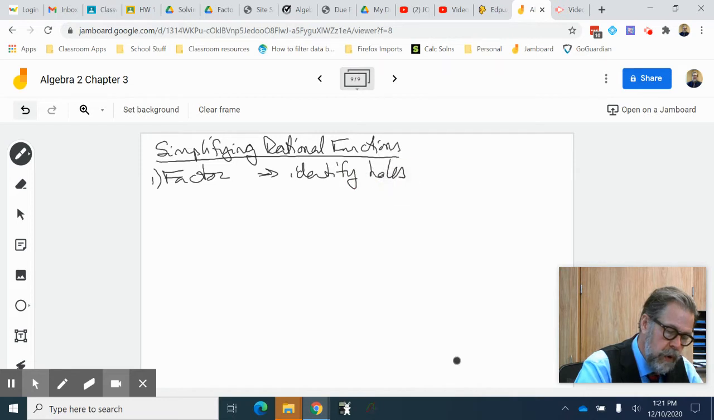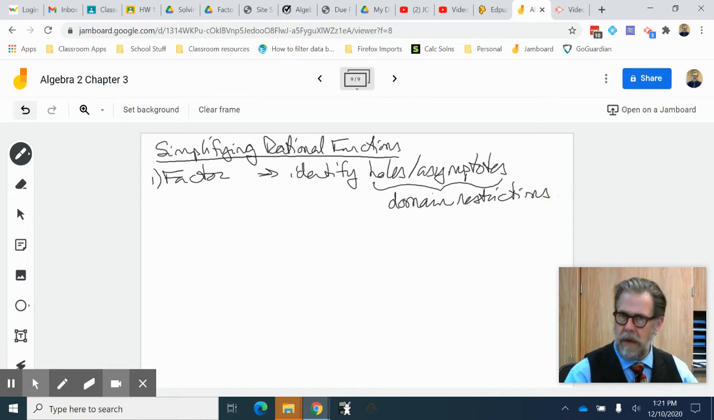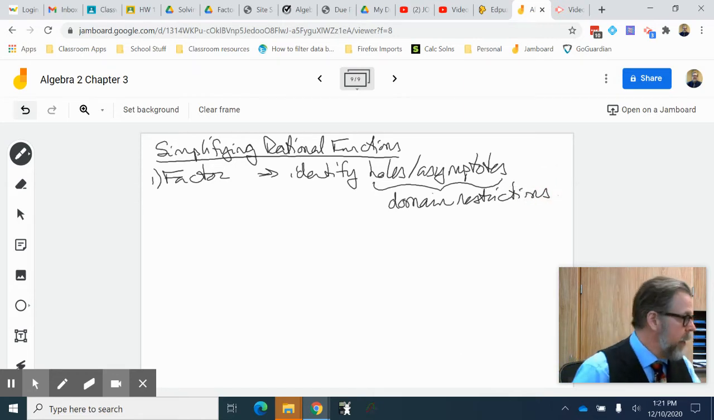holes or asymptotes, which is useful for graphing, but your holes and your asymptotes are also domain restrictions. And this is a good time to write down those domain restrictions, just to immediately jot down, oh, x can't be these numbers. So let's look at an example.